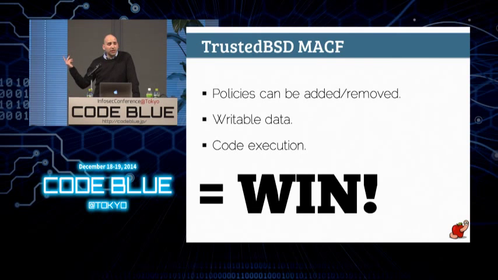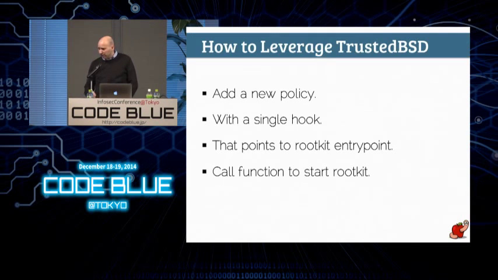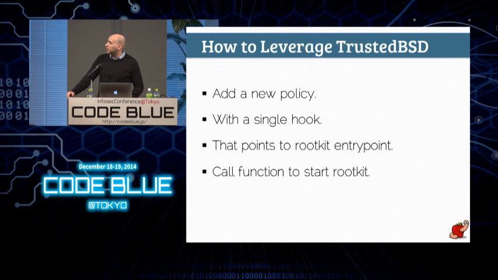It contains writable data, and it leads to code execution, because a hook will call a pointer, and that pointer can be anything else that is executable. So you can abuse this for code execution. How? You just add a new policy, write a new policy to kernel memory with a single hook. We just need one hook to execute code. You modify that hook to point to your rootkit that is already loaded in memory, and then you call the function that triggers the hook, and your rootkit will start.